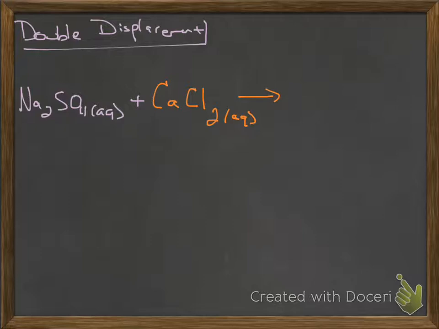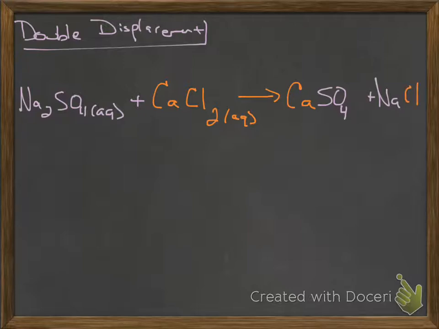So let's just take a look at this for a second. Let's assume that this reaction does in fact occur. So the calciums and the sodium switch. So we then get calcium sulfate, CaSO4, and I'm going to leave out the phases for now. And the other thing that we get is sodium chloride, NaCl, and I'll worry about balancing in a second.